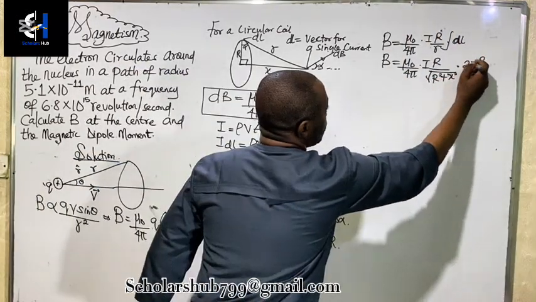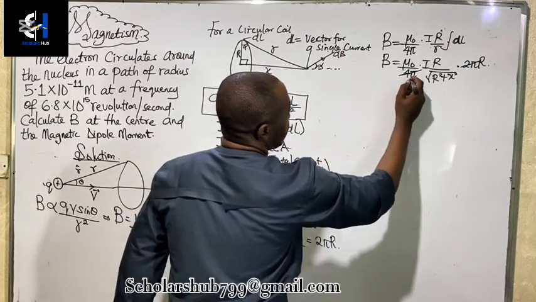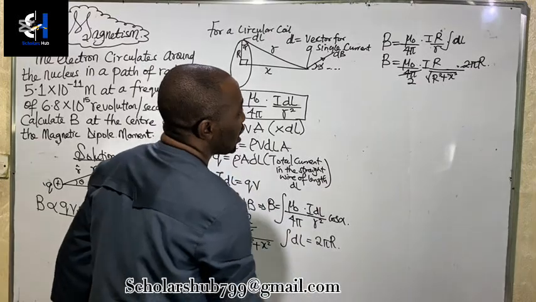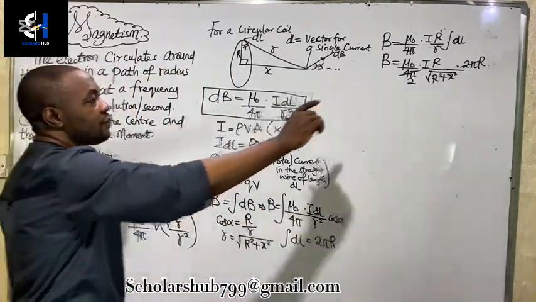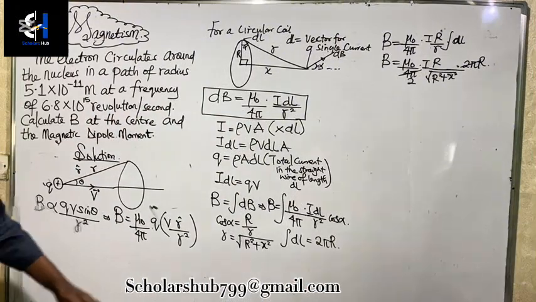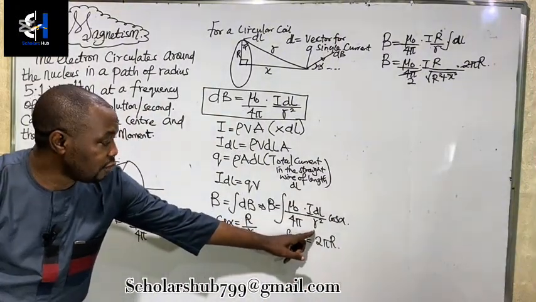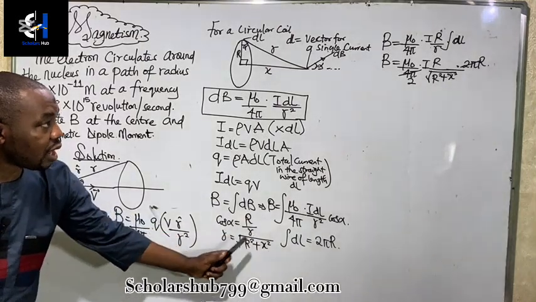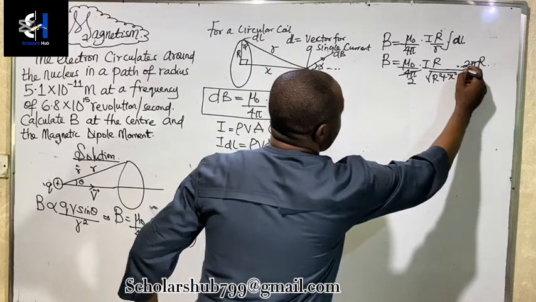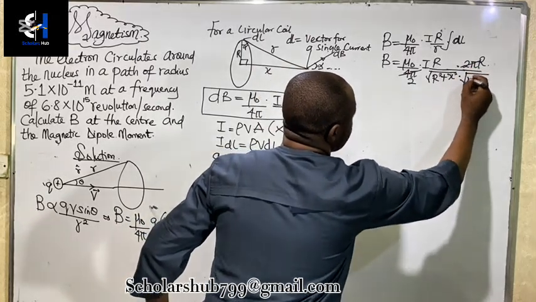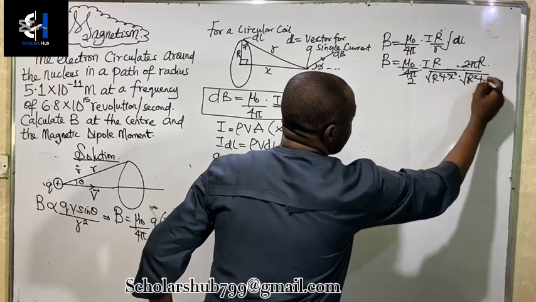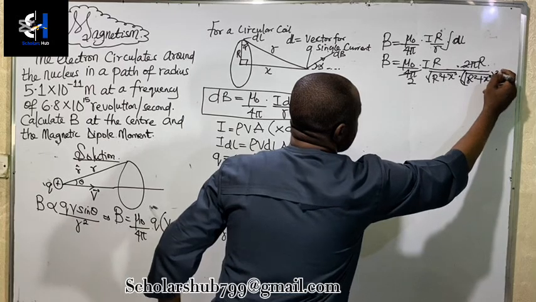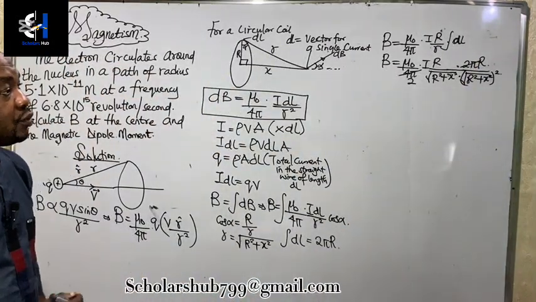So 2 pi out of 4 pi will be 2. Now we then have R squared. Remember, this is raised to the power of 2. Then we have big R over small r, so then multiply by r squared. So we have r squared, and this is the big R squared plus x squared, raised to the power of 2.